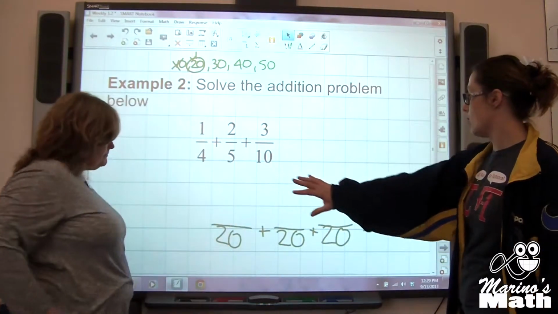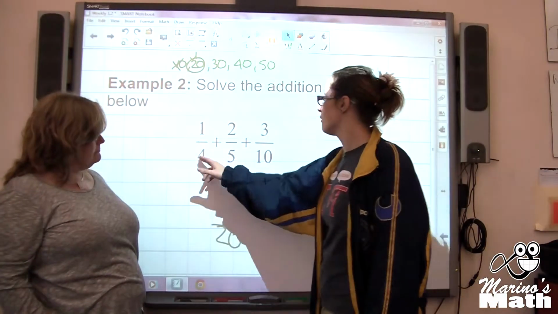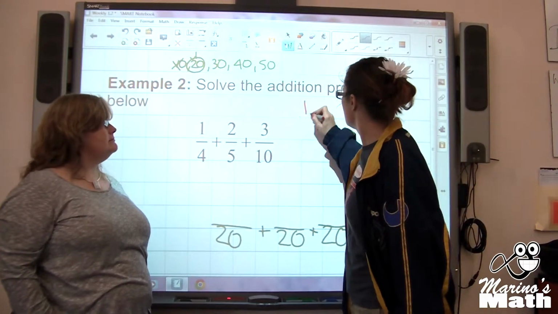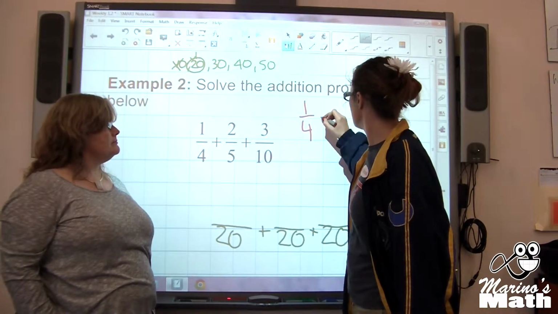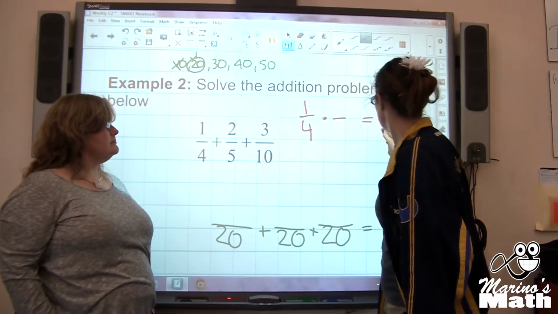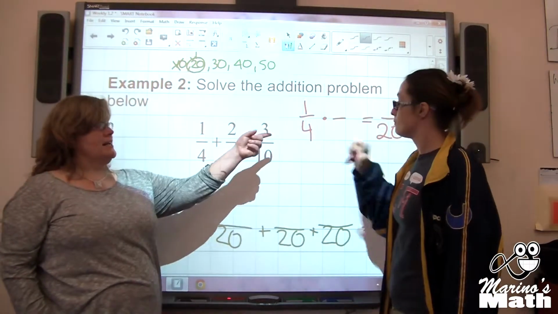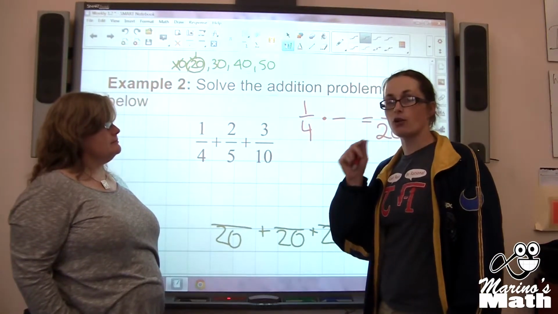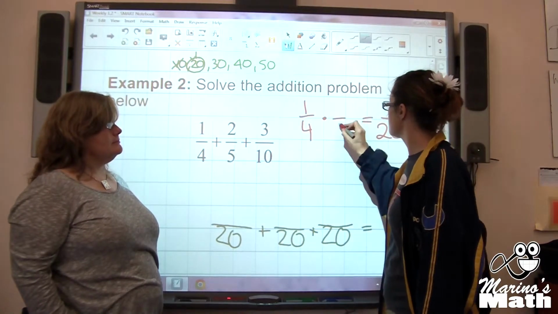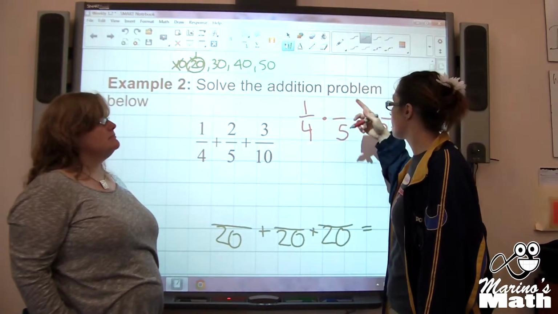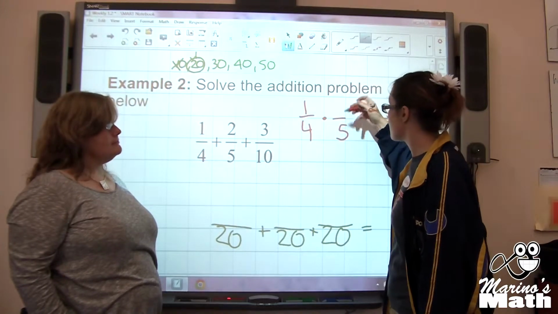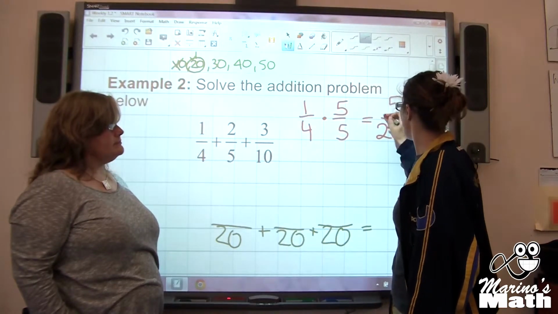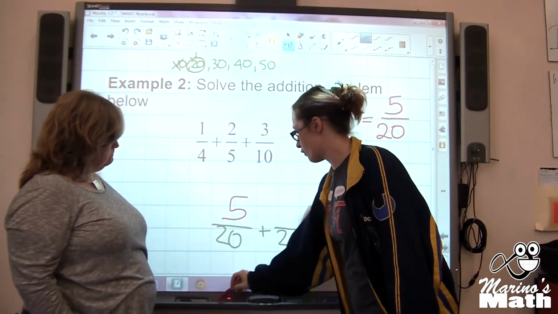Alright, so we have a whole long addition problem here. We want to make all of our denominators 20. I'll start with the first one, 1/4. Here we have 1/4. We have to multiply by some fraction to make it 20. And that fraction has to be equal to 1, because you don't want to change the value. We need to make sure that our numerator and denominator are exactly the same. 4 times 5 is 20. Whatever happens to the denominator has to happen to the numerator. So we're multiplying by 5. 1 times 5 is 5. And I got my first fraction done.